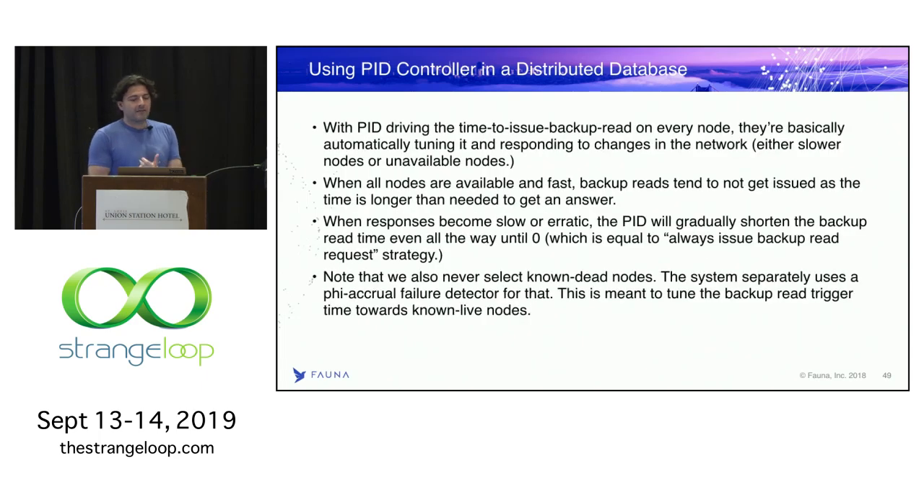So with PID driving the time to issue the backup reads, the nodes will basically automatically tune when to issue them. When everything is humming along, the PID controller will just keep increasing the time until it increases it past the timeout, so they're never issued. If parts of the system start acting erratically, things are down, then it will start shortening the time to issue the backup reads, and it can pull it back all the way to 0, which basically means issue the backup read immediately with the first read. So that's what we are using it for.